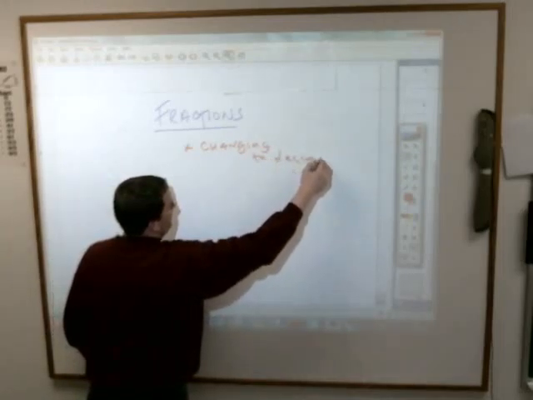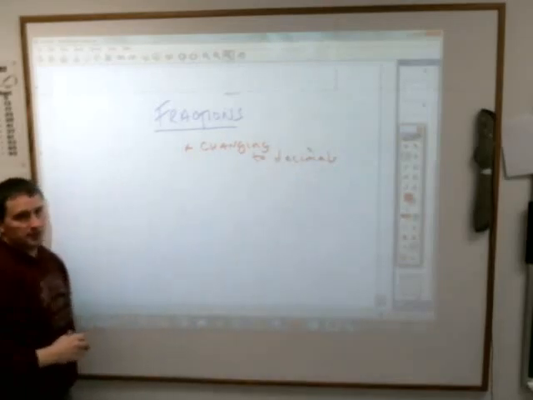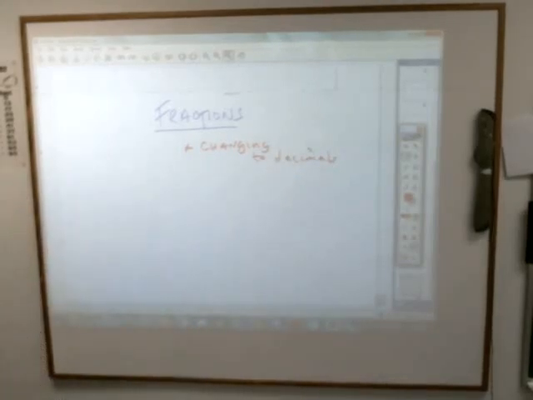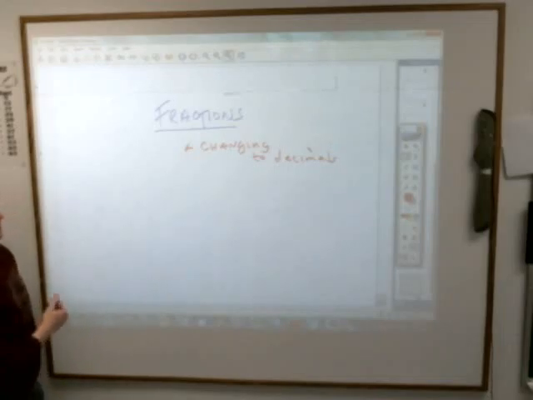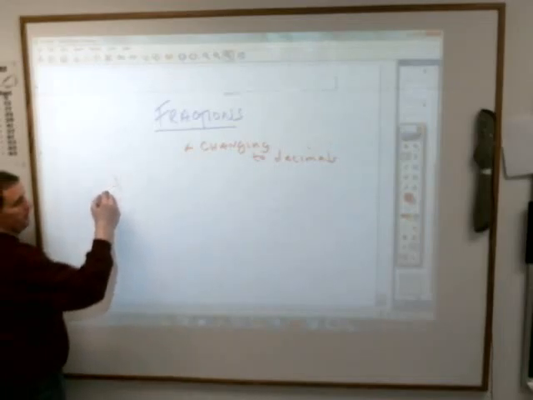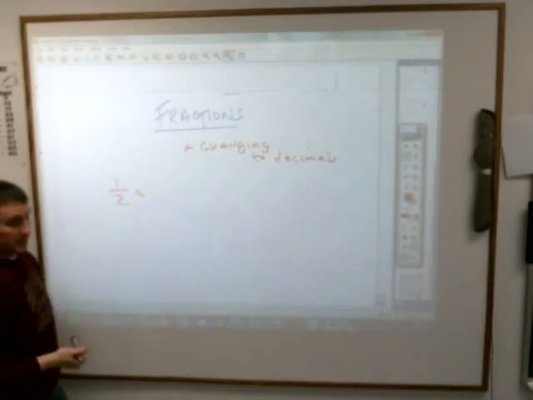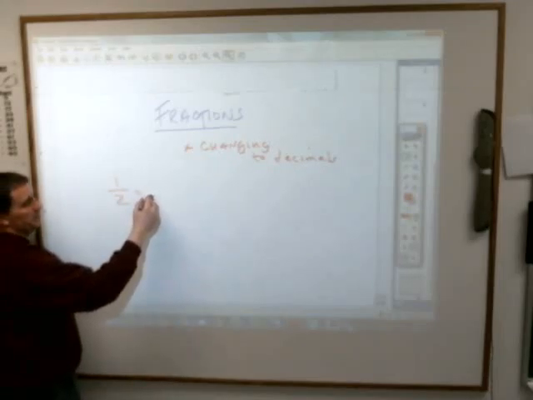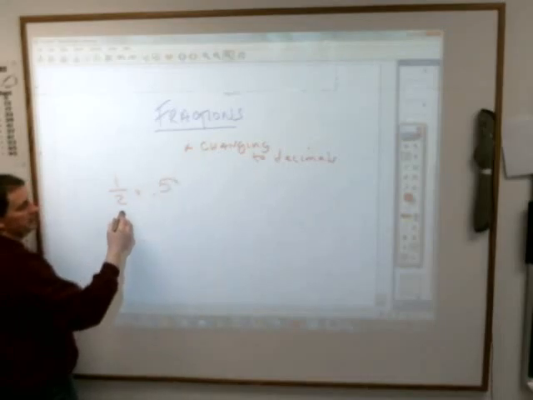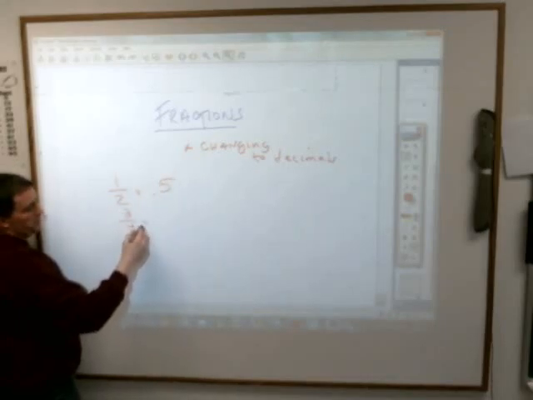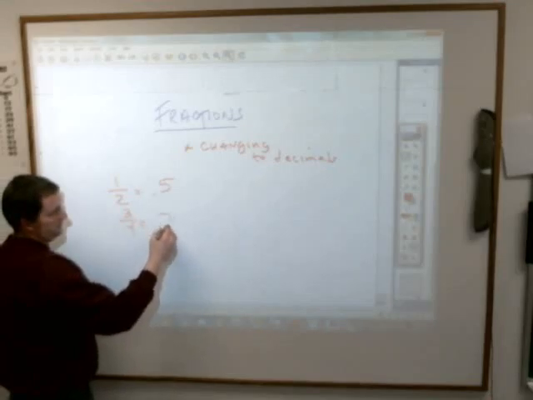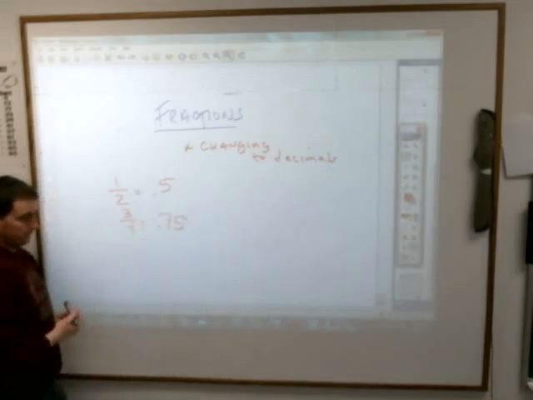And today we talked about fractions and changing them to decimals. There's a whole bunch of different ways to do this, really. The first way is, you know a lot of fractions already. For example, if you think in terms of money, half of a dollar is 50 cents, so you know the decimal equivalent for that. 3/4 of a dollar is 75 cents, so you know its decimal equivalent.